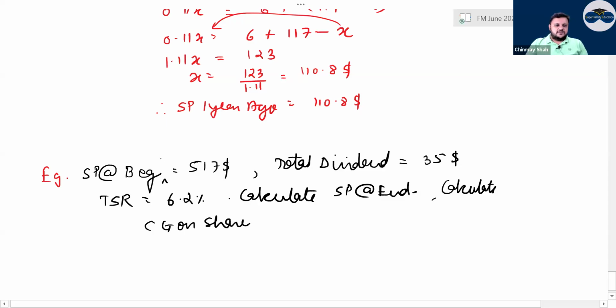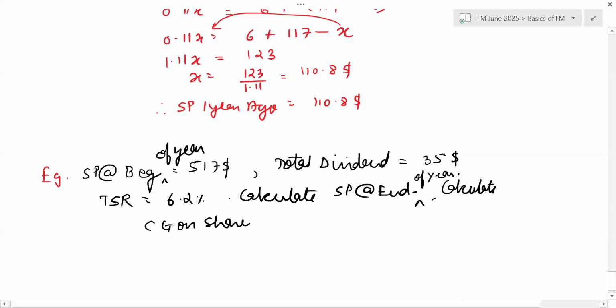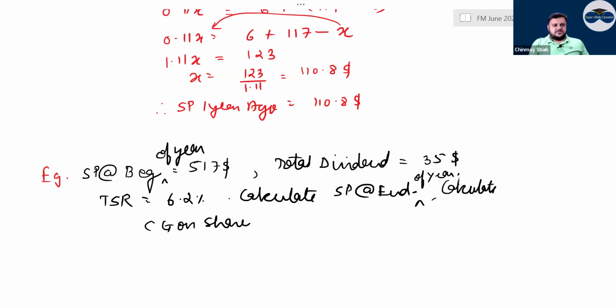This is beginning of year, huh? End of year. Both you have to find: share price at the end and CG on shares. सर वो 6.2 है या 62 है? 6.2% है बेटा. Yes. Okay. 6.2.